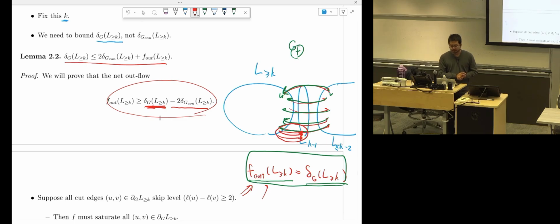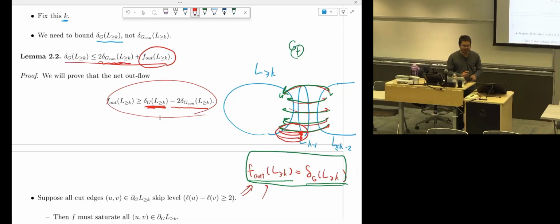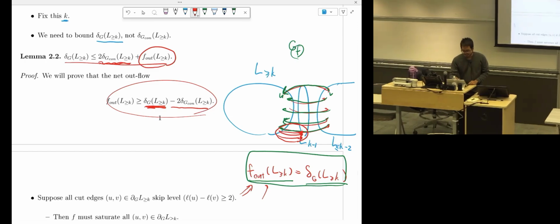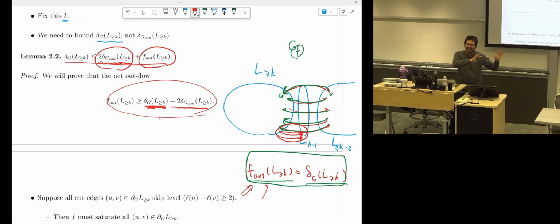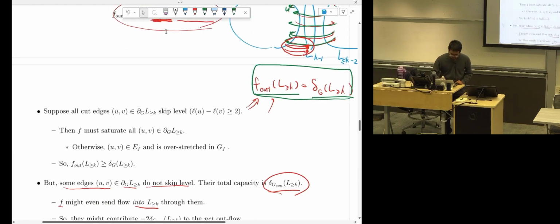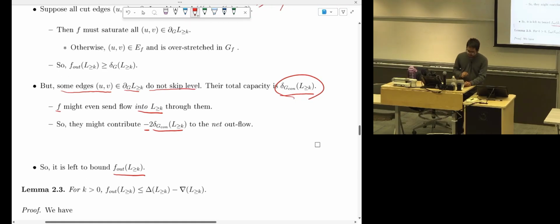Okay, so now it's just about bounding this one. We know this is small, right? This is at most 5 times the degree on both sides. So we just need to bound this one. How much is its flow out?